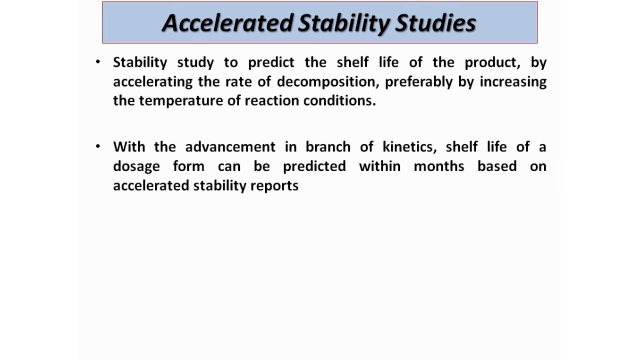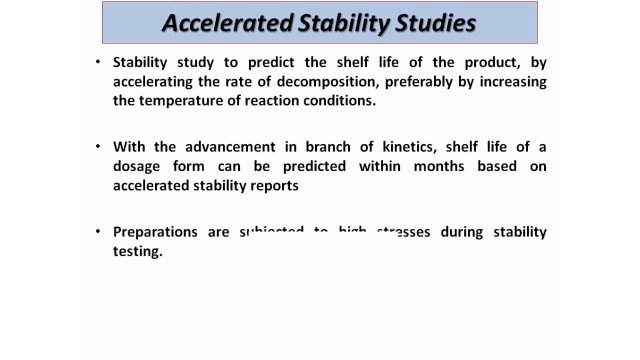So you see, with the advancement of the branch of chemical kinetics, the shelf life of a dosage form can be predicted within 1 to 2 months, and this can all be done with the help of the accelerated stability study. The preparation, either tablet, pills, capsule, syrup, suspension, whatever it is, is generally subjected to high stress during this stability testing. Now what are the high stresses?